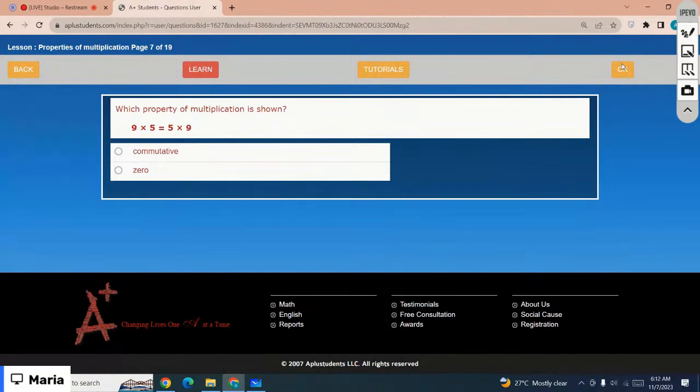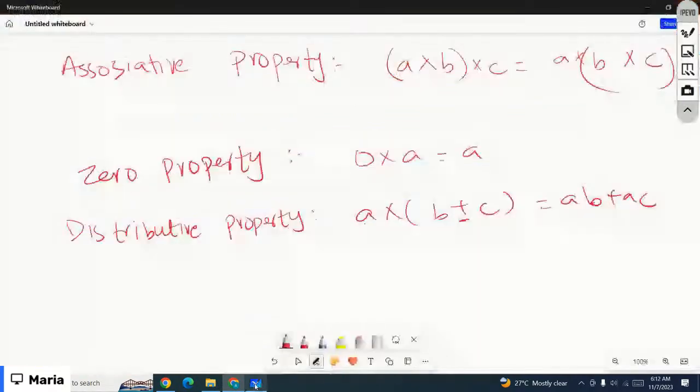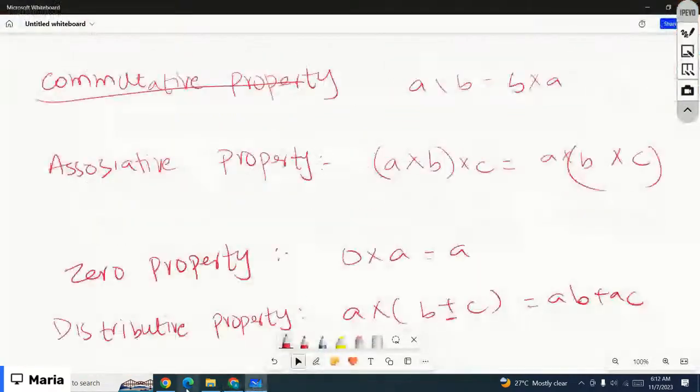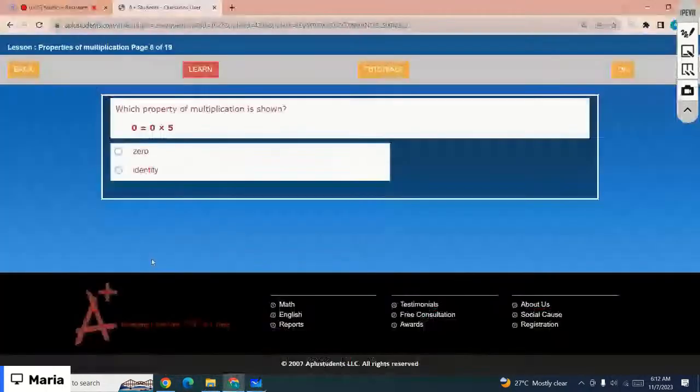9 times 5 equals 5 times 9. That is the commutative property. You can see my board. I have discussed all these before starting the lesson. Where were you when I was explaining these properties? You can complete the lesson by yourself later today. Let me just do the next lesson.